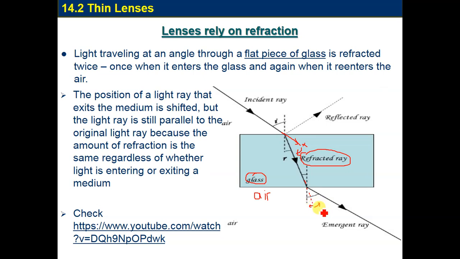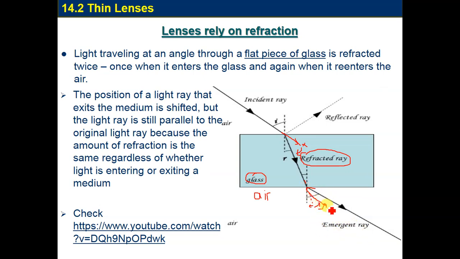So now for sure what? Away from the normal, because it speeds up. So it's going from a medium in which it travels slower to a medium in which it travels faster, so it speeds up. So this ray we call the emergent ray.